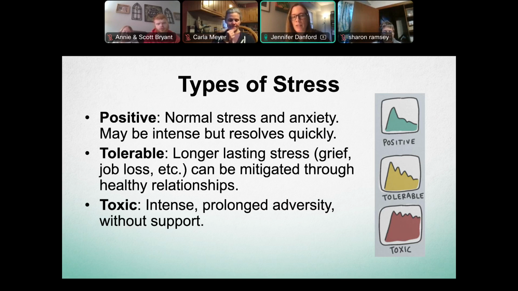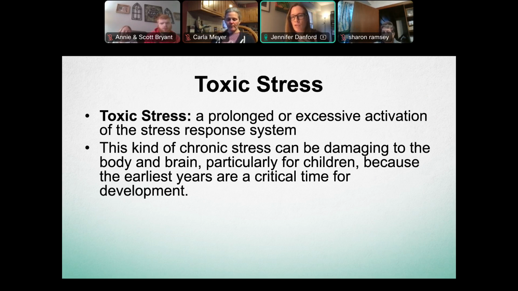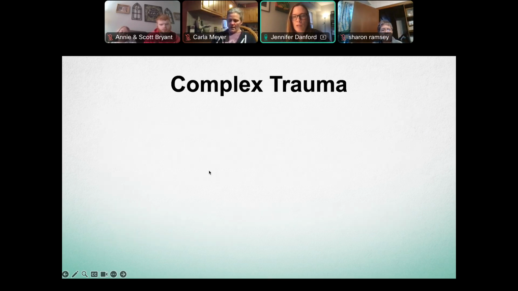But toxic, this is what our kids have. This sort of abuse or neglect, and they don't have the support. Otherwise, they wouldn't have been taken from their homes. This kind of stress really puts a strain on their stress response system in their body, damages parts of their body and brains, because they're supposed to be developing. Instead, they have this adrenaline and cortisol running through their body, and it keeps them from developing appropriately. It can affect the nervous, endocrine, and immune system. I do a lot of trainings on trauma, so there's a lot more to it, but it does affect how they see the world, and it affects how they are able to interact with other people.